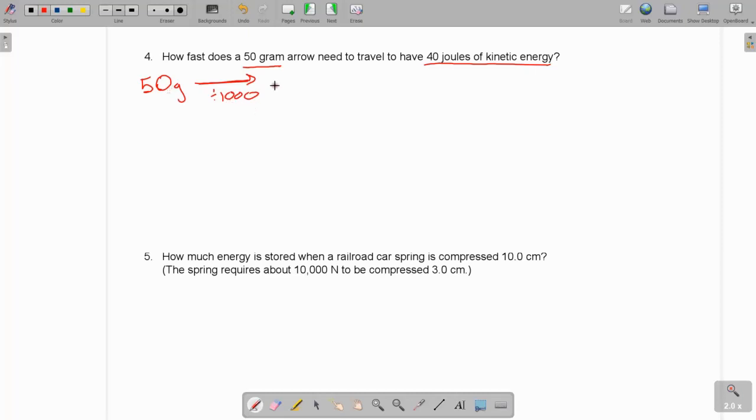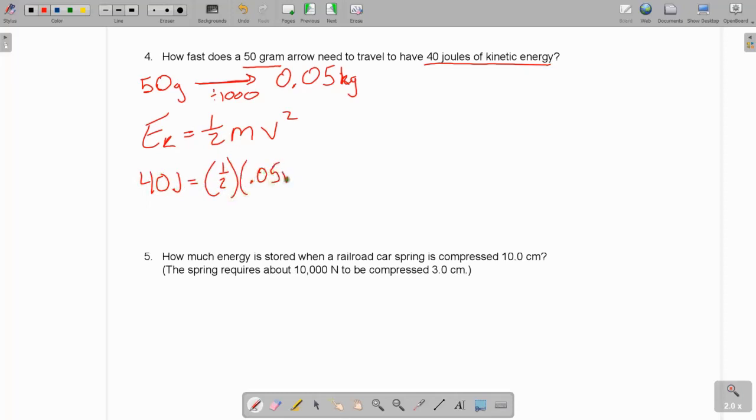Okay, so this is going to be equal to 0.05 kilograms. Now, let's go to our kinetic energy equation, 1/2 mv squared. We're going to be solving for the velocity, so we're going to go ahead and plug in everything else. 40 joules is equal to 1/2 times 0.05 kilograms times the velocity squared.